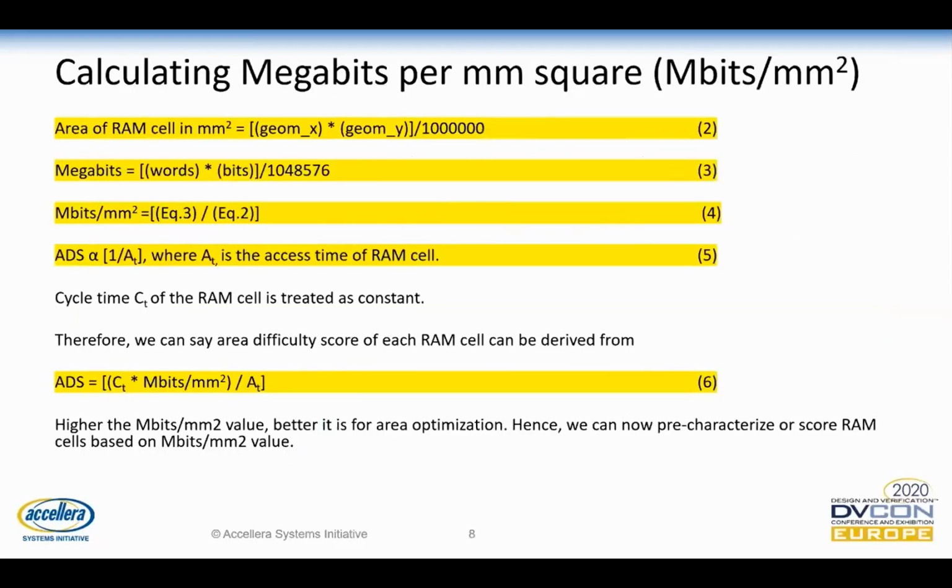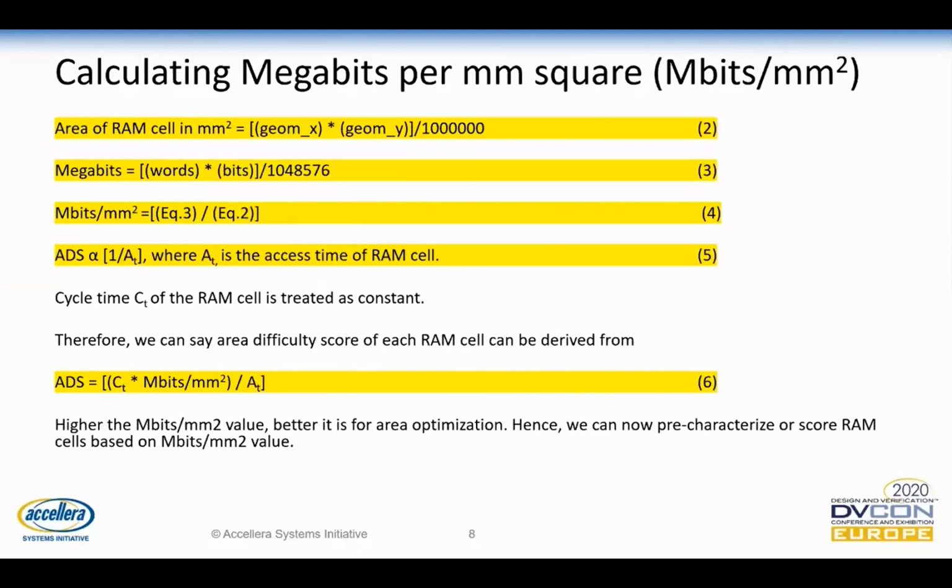So how do we calculate megabits per millimeter square? It's very straightforward and simple. Area of RAM cell in millimeter square is its physical area, which is length into breadth, divided by 10 to the power of 6, like shown in equation 2. And megabits is words into bits divided by this number, as shown in equation 3. Therefore, megabits per millimeter square we can derive by dividing equation 3 by equation 2.